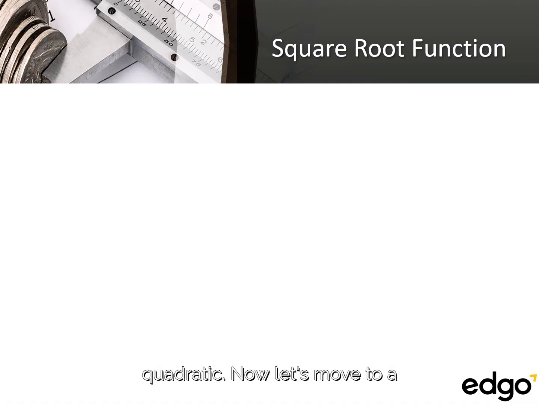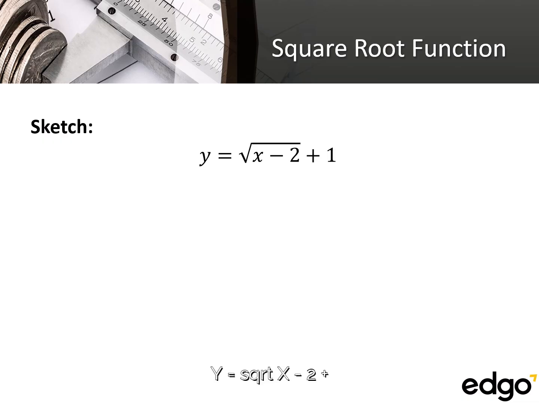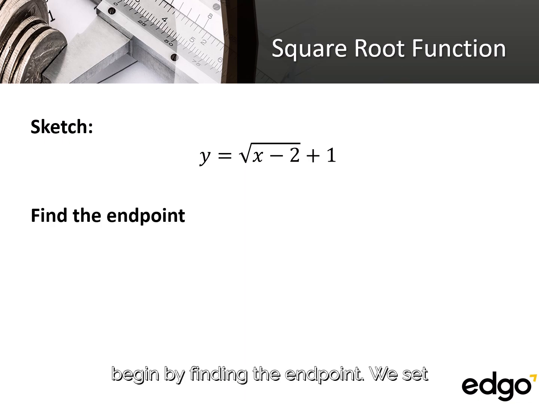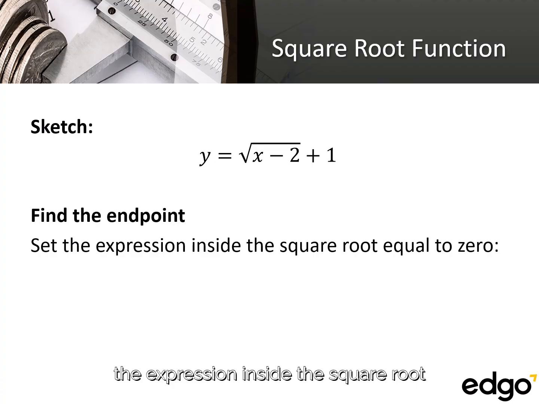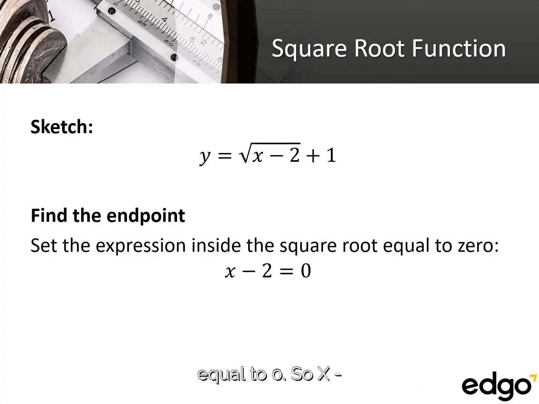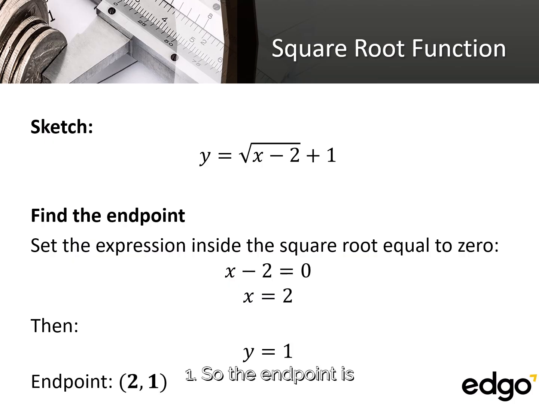Now let's move to a square root function. We want to sketch y equals the square root of x minus 2, plus 1. For a square root function, we begin by finding the endpoint. We set the expression inside the square root equal to 0. So x minus 2 equals 0. Therefore, x equals 2. Then y equals 1. So the endpoint is (2, 1).